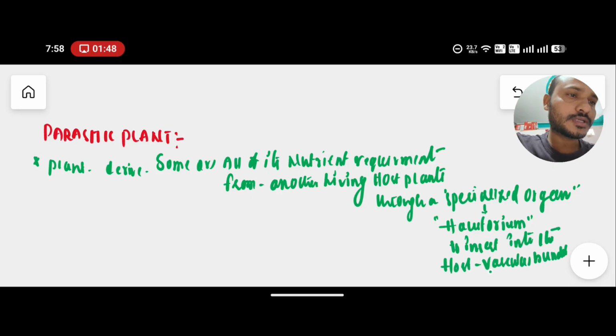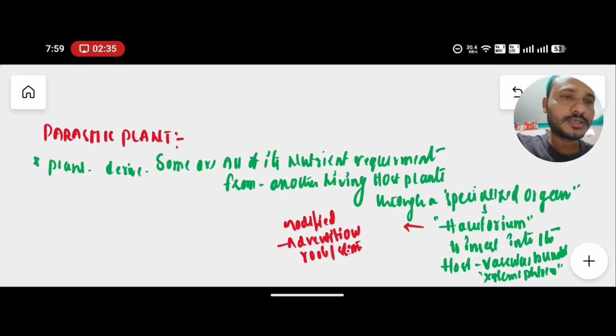Here, vascular bundles are nothing but xylem and phloem. So with the help of this specialized organ, plants which derive their nutrients from another living host plant are called parasitic plants. Generally, the haustorium is a modified adventitious root or stem structure. They are modified for the purpose of penetration.